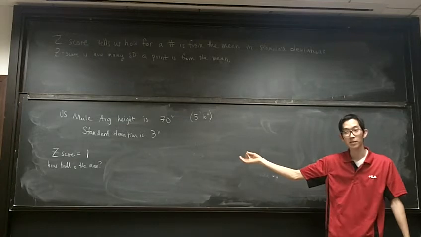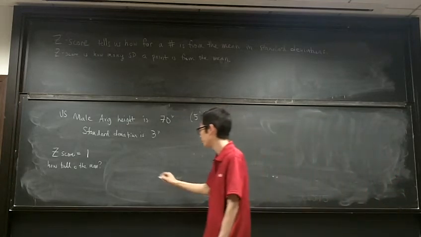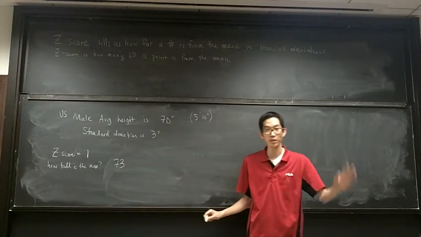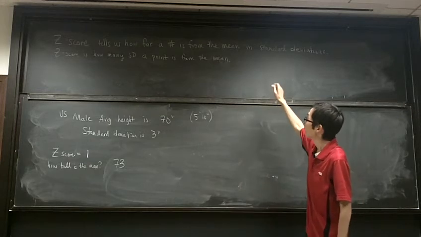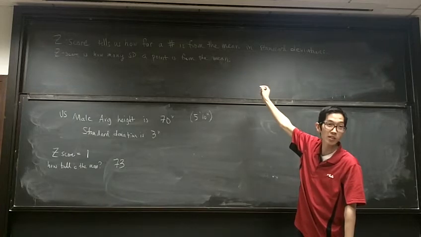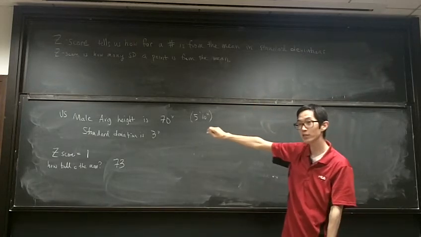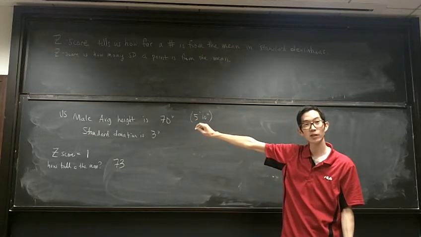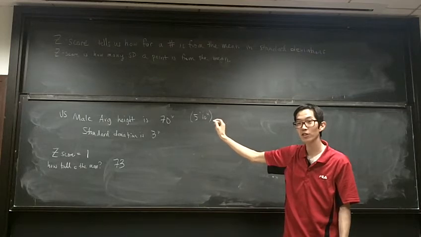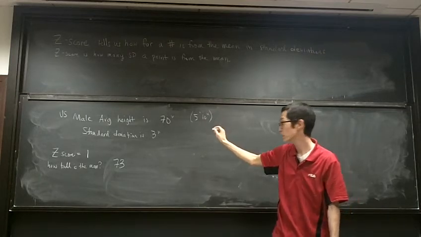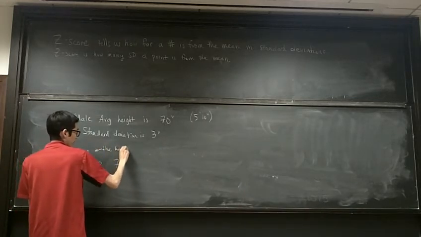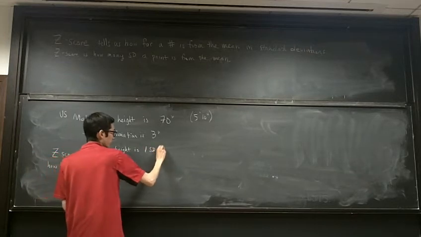Okay, what is our answer? 73 inches. Is that okay? Good. A z-score is how many standard deviations a point is from the mean. So to have a z-score of +1 means what? It means the person's height is 1 standard deviation above the mean. Is that okay? So z-score 1 means the height is 1 standard deviation above the mean.